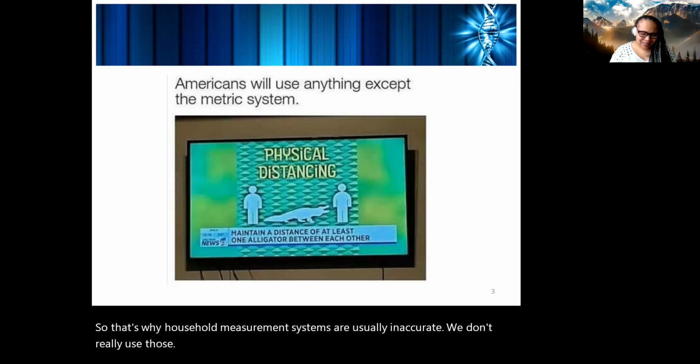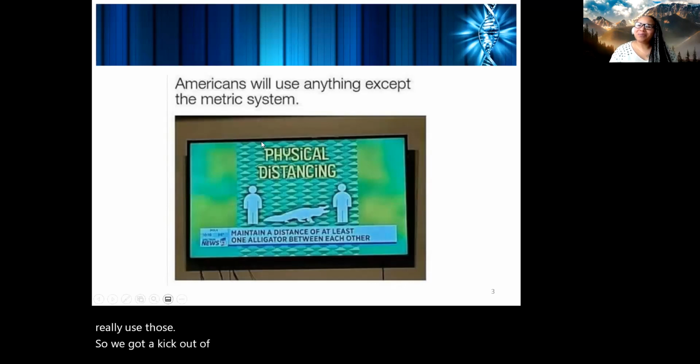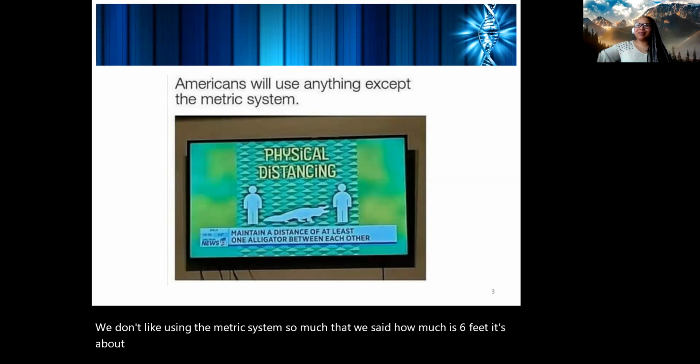So we got a kick out of this when we first had to quarantine. We don't like using the metric system so much that we said, how much is 6 feet? It's about an alligator's width apart, okay?